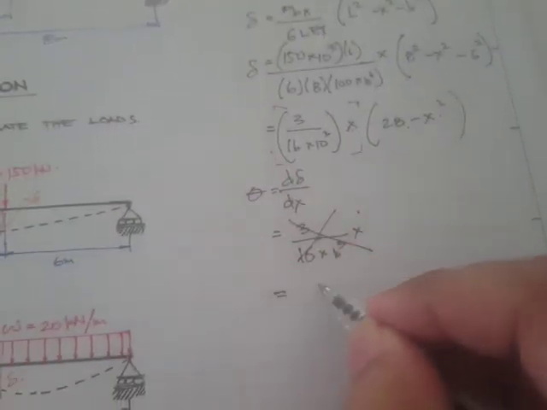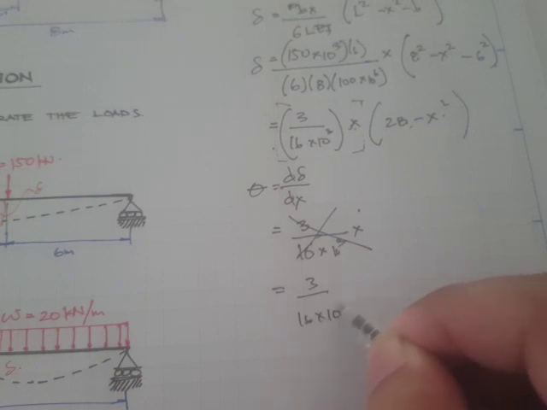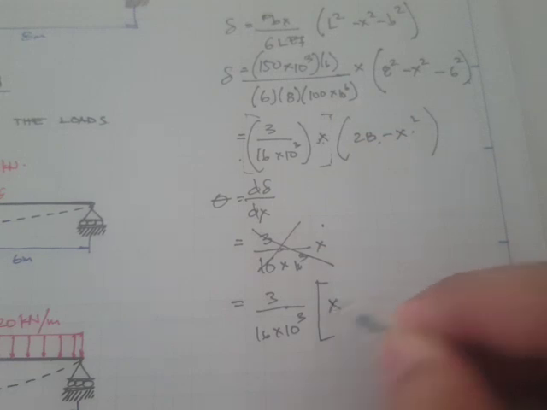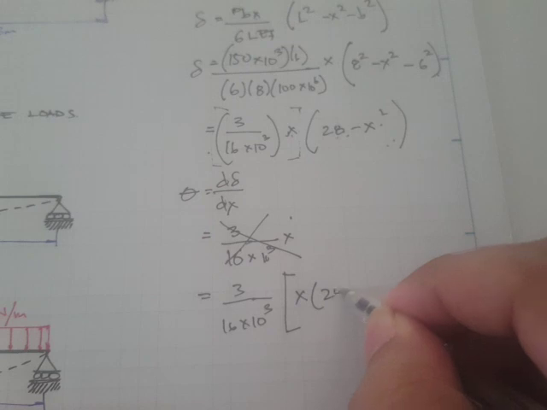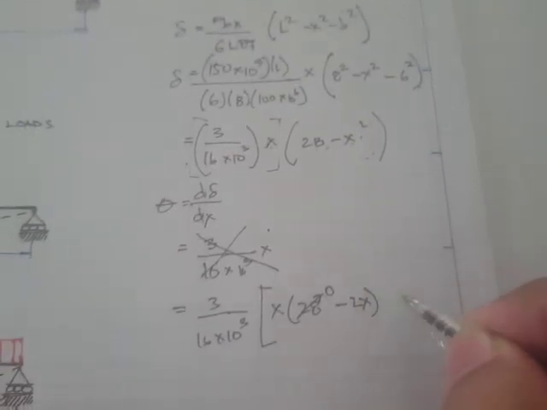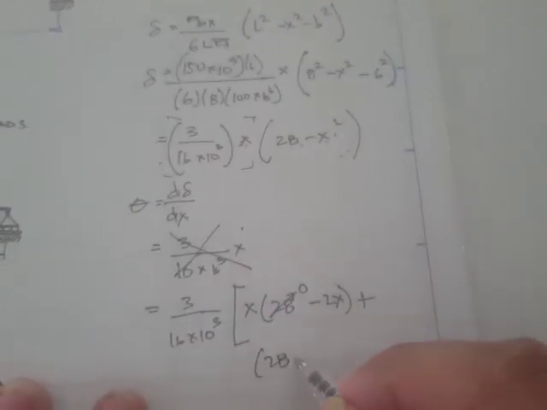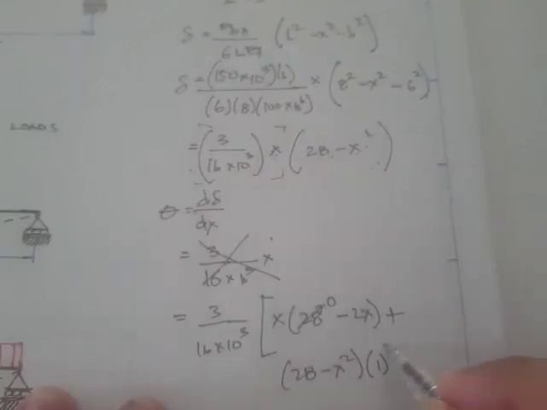I think we can just use this. Let's just take this out from the derivative operator, 16 times 10 to the 3, and here's our product rule of this. So x times the derivative of this second term, this will be 0. Minus the derivative of x squared, this is 2x, right? Plus this term, plus 28 minus x squared times the derivative of this x, which is just 1.